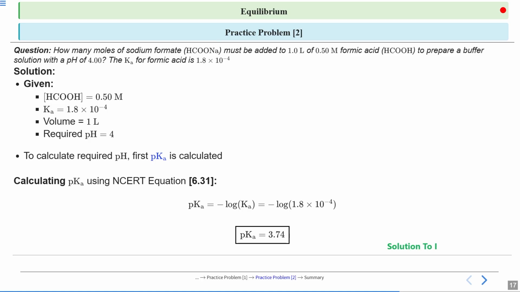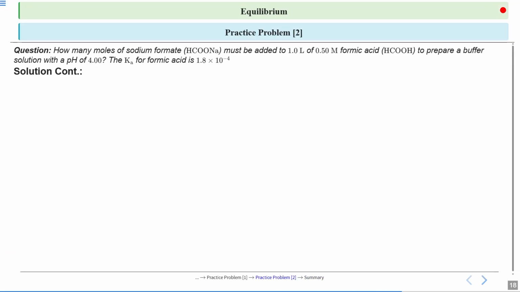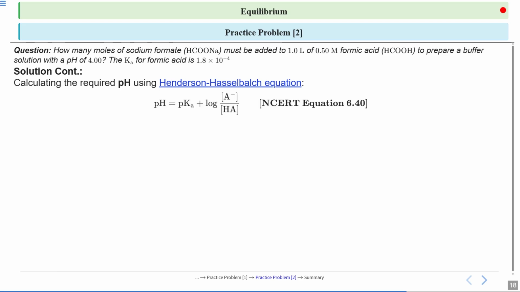Further, our next task is to use the formula of your what? Henderson-Hasselbalch equation. What kind of pH do we have? We have a pH for an acidic buffer. So the formula would be pH is equal to pKa plus log of conjugate base by the concentration of acid. Now your conjugate base is formate and your acid is formic acid. We have already calculated this value of pKa in the previous part, 3.74. Just put it here, and we are already given the value of pH and acid concentration.